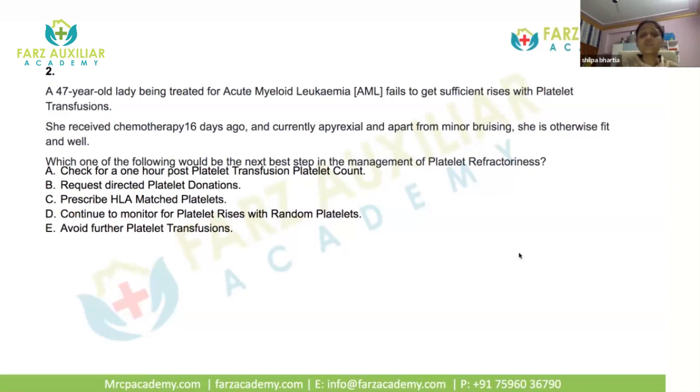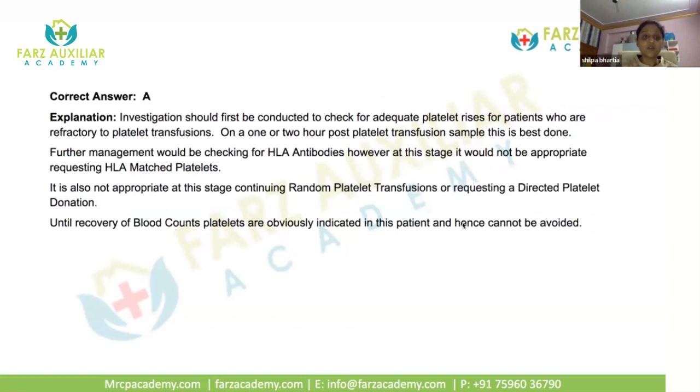But we can't just go on giving random platelets and keep monitoring count rises because it will not happen. Once they are refractory and you keep giving random platelets, there'll be no increment. You're unnecessarily loading the patient with plasma. And you cannot even avoid further platelet transfusion because she may have severe bleeding. So in this scenario, you would check for adequate platelet rises for patients who are refractory. Okay.